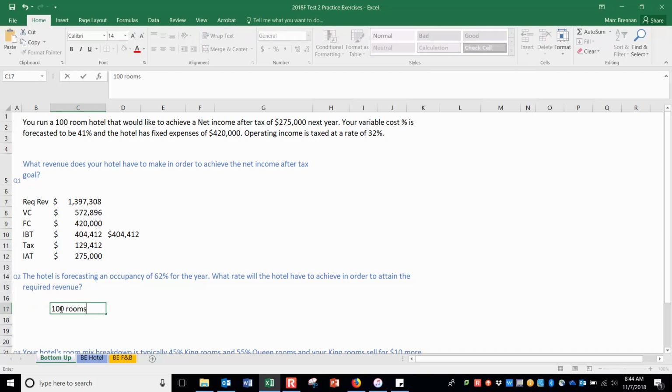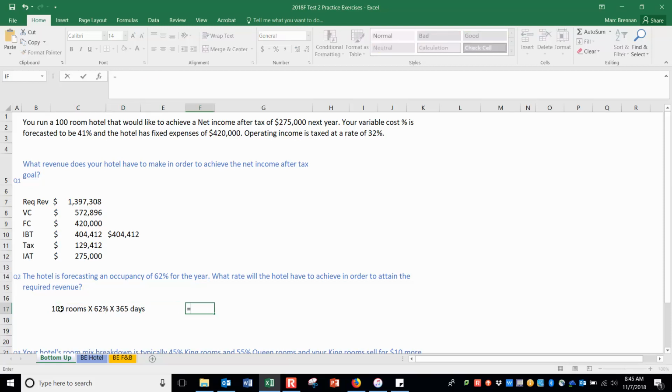So 100 rooms, and we're going to multiply that by the 62% that we think we're going to achieve for the year. And then this is just for one day. So 100 rooms times 62% only tells me how many rooms I'm going to sell on one day. I want to know for the year, so I'm going to multiply it by 365 days, right?